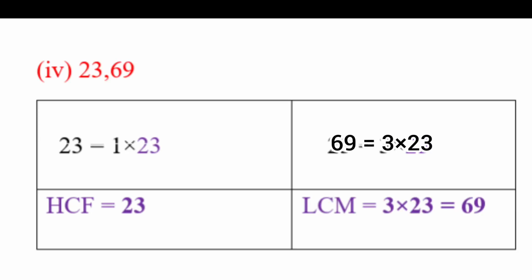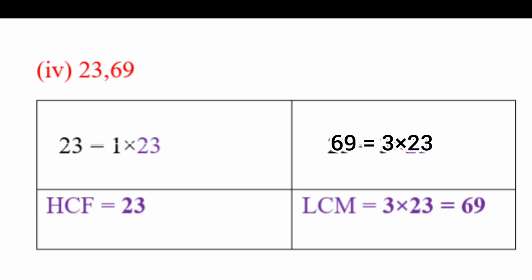Fourth one is 23 and 69. 23 is a prime number, so 23 is equal to 1 into 23. 69 is equal to 3 into 23. So HCF is the common number 23 and LCM is equal to 3 multiplied by 23, which is equal to 69.